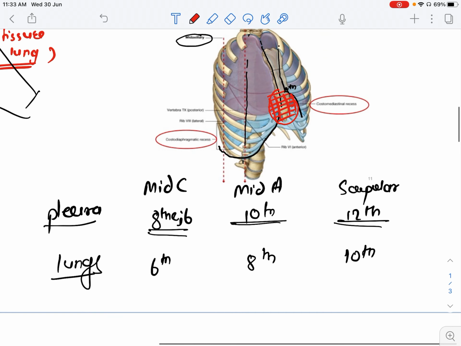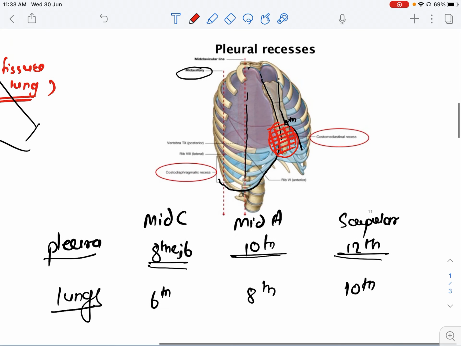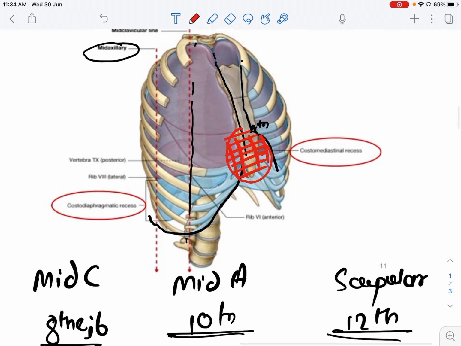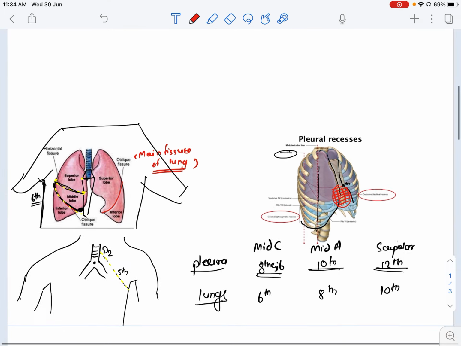The other markings of pleura and lung are absolutely the same. That is, the pleura 8, 10, 12 and the lungs 6, 8, 10. But on the left side, the anterior border of the pleura takes a sharp turn laterally at the level of the fourth. Okay, so I think we are done with these three concepts.